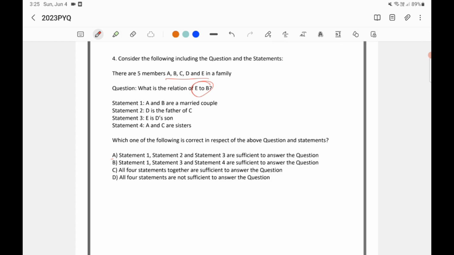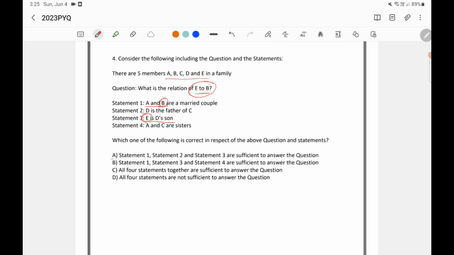So here I will tell you one trick. You need the relationship between E and B, right? Okay, you need the relationship between E and B. Now if you look into statement 1, it talks about A and B, some relationship between A and B. And statement 3 talks about E and D. Okay, in statement 3, E is given, and in statement 1, B is given. So anyway, statements 1 and 3 will be required to find out the relationship between E and B. So we need to connect E to B. So here B is there, here E is there.